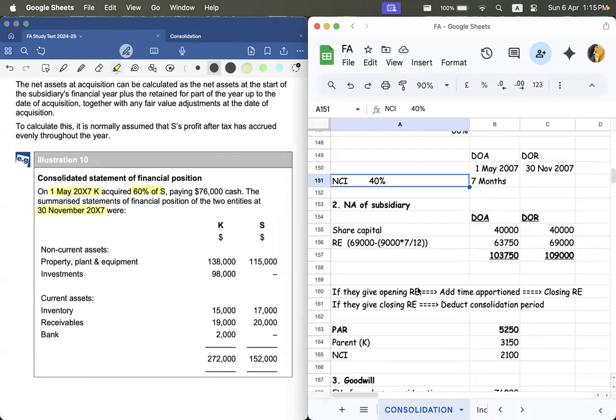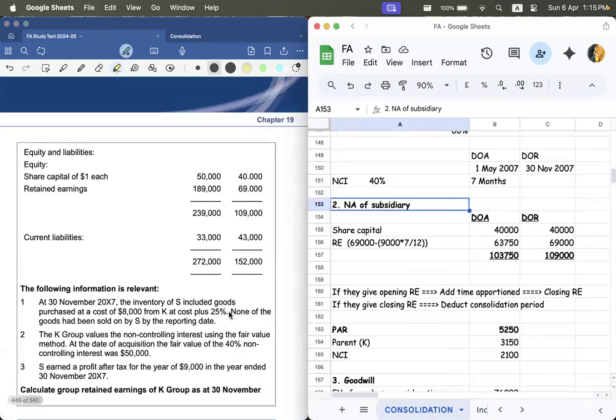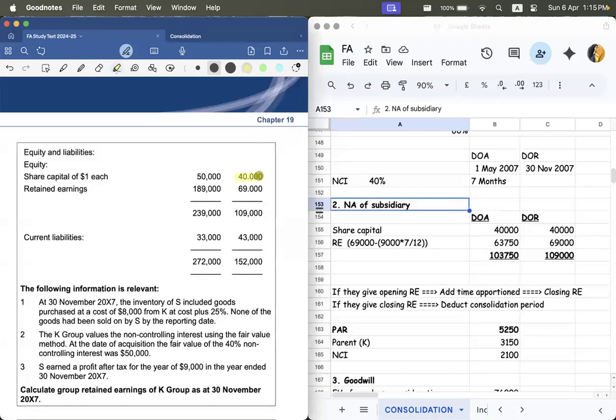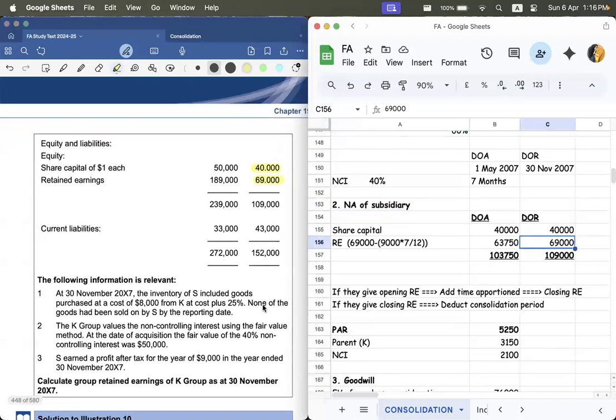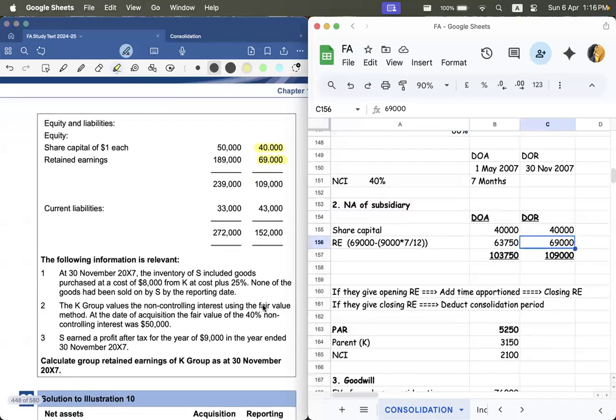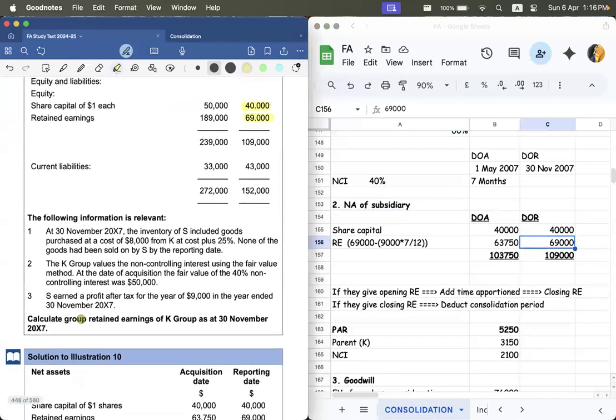The difference is it is 7 months. Clear, no? Now the second working is the net assets of the subsidiary. Listen to me carefully. We're going to move on to the equity section and we're going to take this one for DOA and DOR, and this one for DOR. Clear? Now the problem is you need the DOA retained earnings, right? Let's see if something is given here.